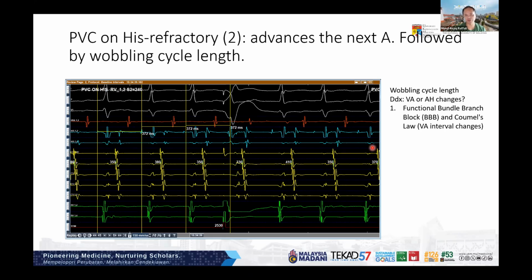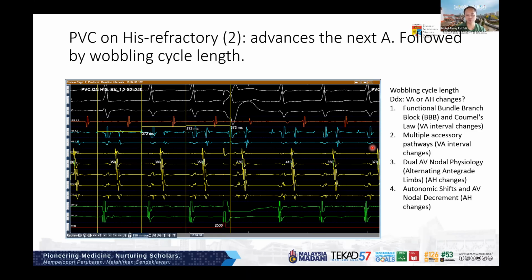At the same time, our differential for the wobbling cycle length could be a functional bundle branch block, or multiple accessory pathways, but there's no VA interval change. The VA remains the same, about 104. Or it could be dual AV nodal physiology, like alternating slow and fast pathways. Or it could be the patient's own autonomic shifts. Because the patient is a psychiatric patient with generalized anxiety disorder, this patient might have some autonomic shift in terms of the AV node.